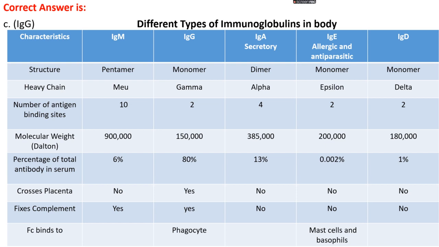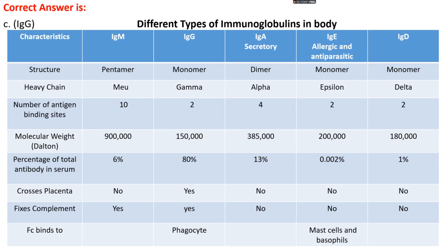Let's see the different types of immunoglobulin in the body. There are majorly 5 types of immunoglobulin in the body. These immunoglobulins are classified on the basis of their heavy chain. The heavy chain of IgM is mu. The heavy chain of IgG is termed gamma. The heavy chain of IgA is alpha. The heavy chain of IgE is epsilon. The heavy chain of IgD is delta.